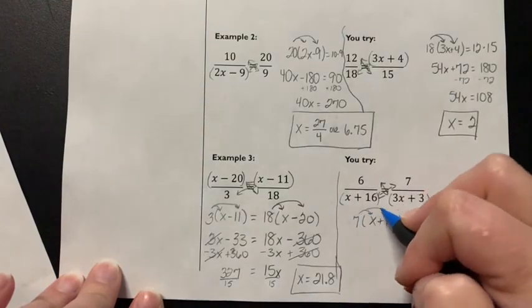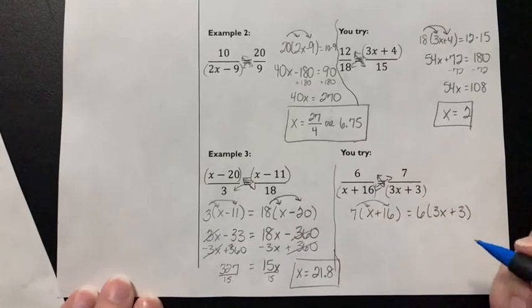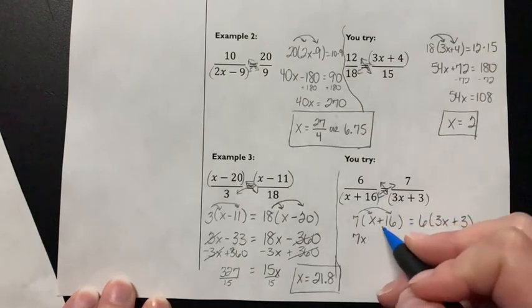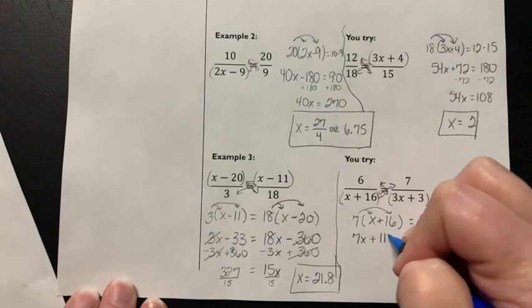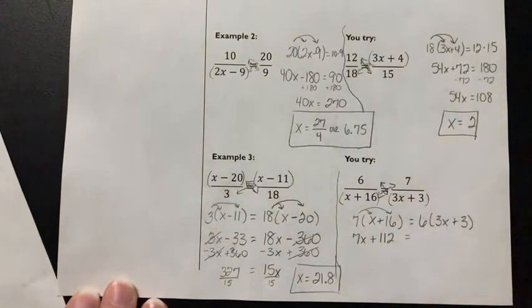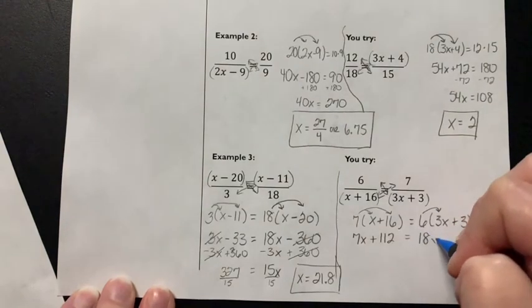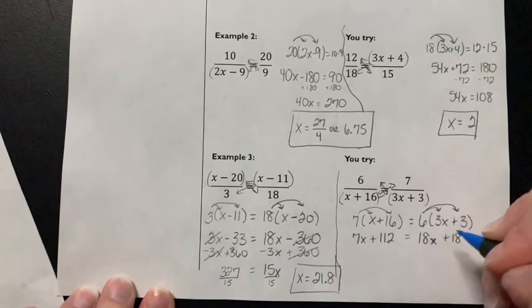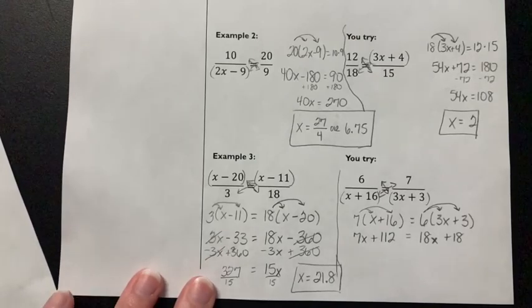Distribute your 7. That's the first step. So 7 times x is going to be 7x. And then 7 times 16, you can use your calculator if you need to. That's going to be a positive 112. 6 times 3, that's simple enough. We got 18x. 6 times 3 plus 18. And again, now we're just going to go through the process of moving the variable terms, moving the constant terms to solve for x.